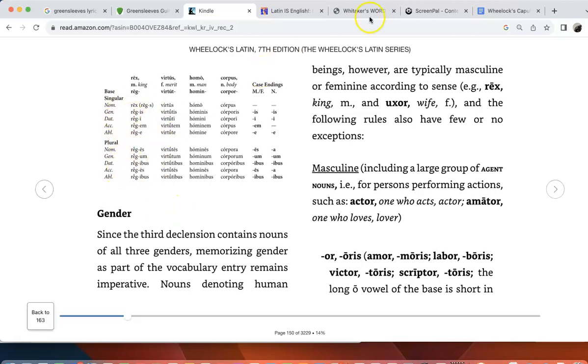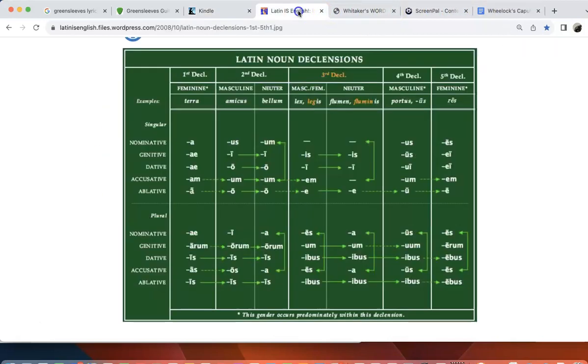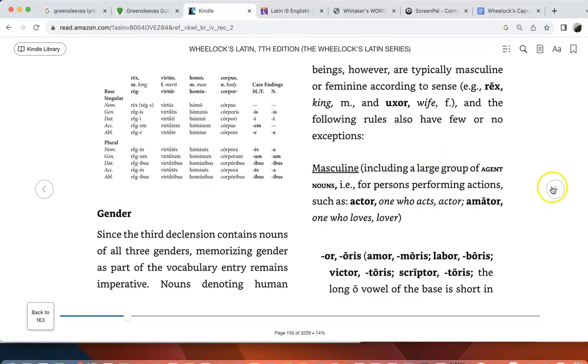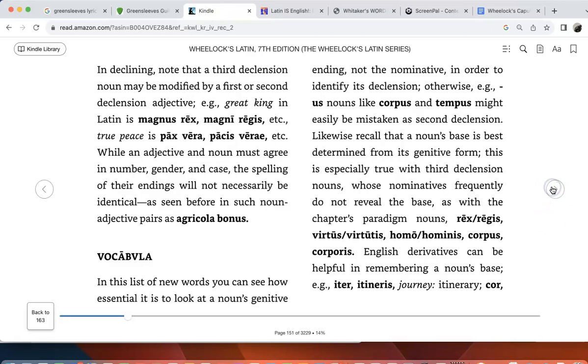So as we said before, when we have these declension endings, they don't switch. So king will always be third declension. Words like amicus or friend will always be, in fact, here it is right here, second. Words like terra or earth will always be first. And so you'll start to recognize the patterns the more that you learn and study Latin. Okay, let's go into the examples here.